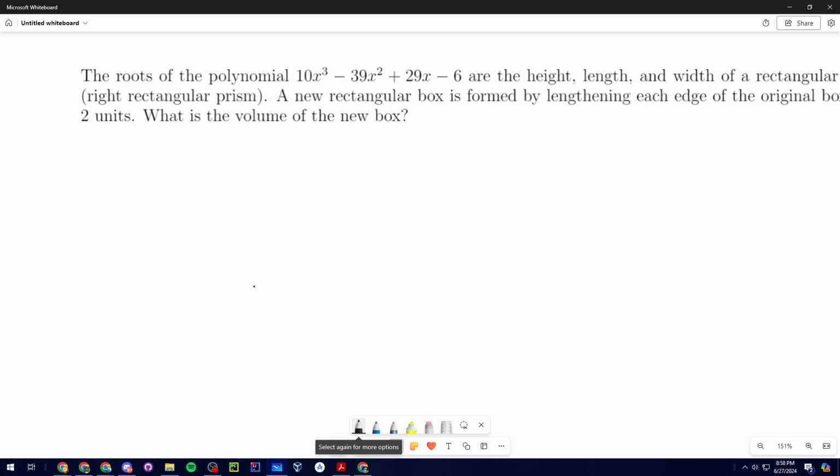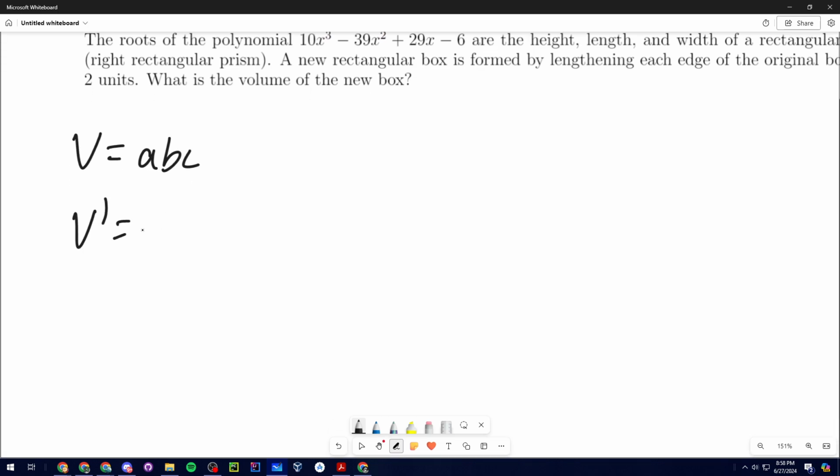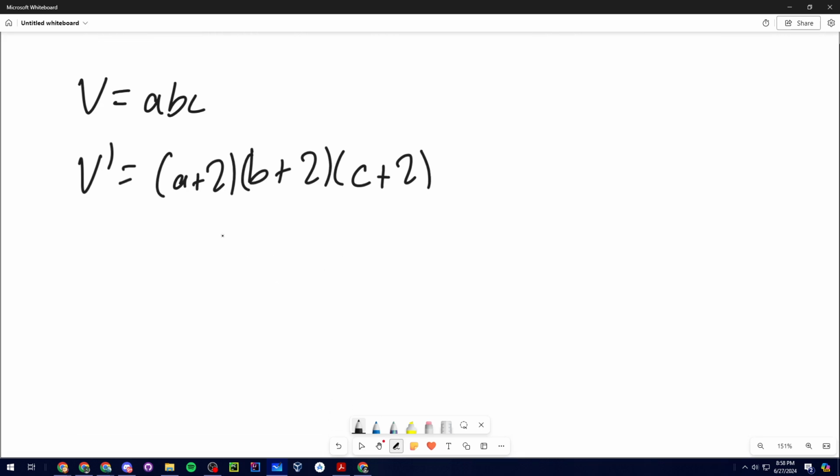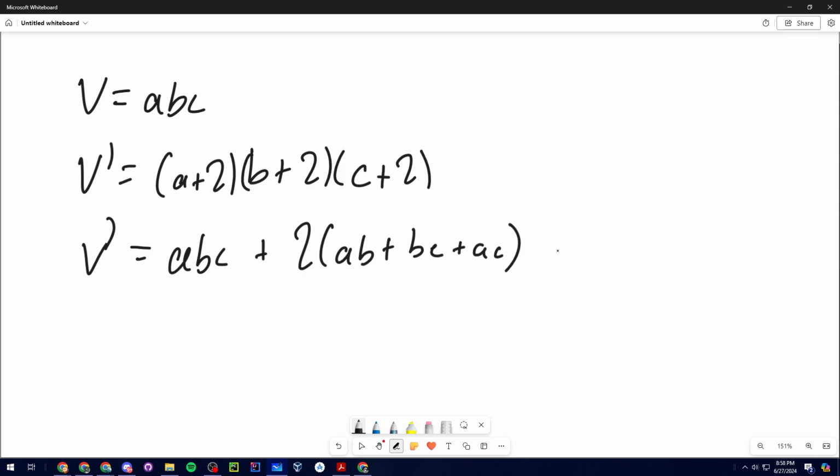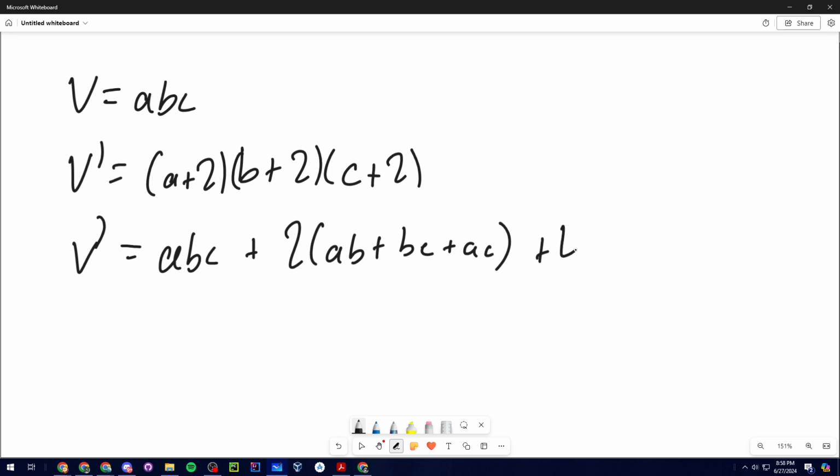You have V equal to ABC, right? V prime, your new volume, is equal to A plus 2 times B plus 2 times C plus 2, right? And hopefully you can see where I'm going with this, because expanding this out, you get ABC plus 2 times AB plus BC plus AC plus 4 times A plus B plus C plus 8, right?